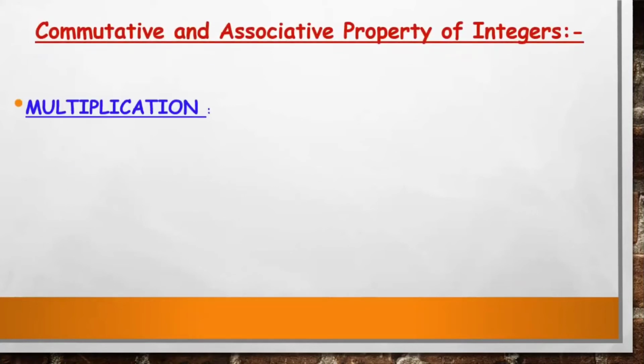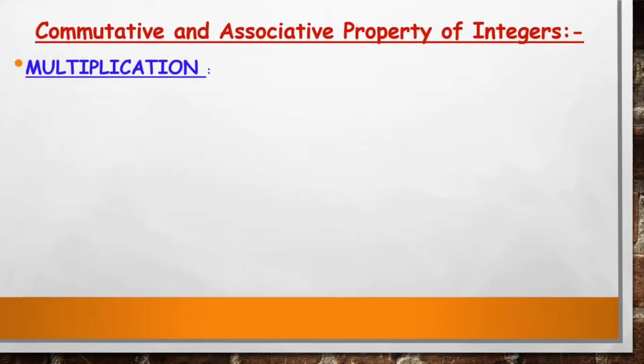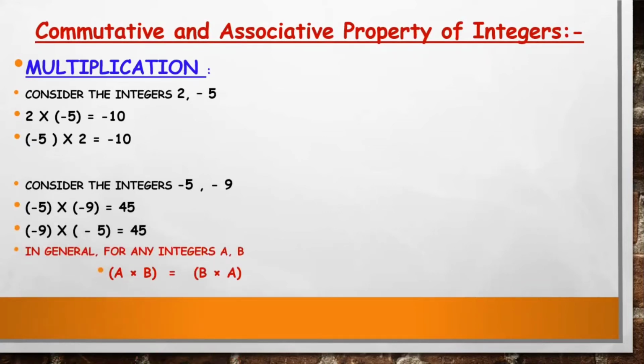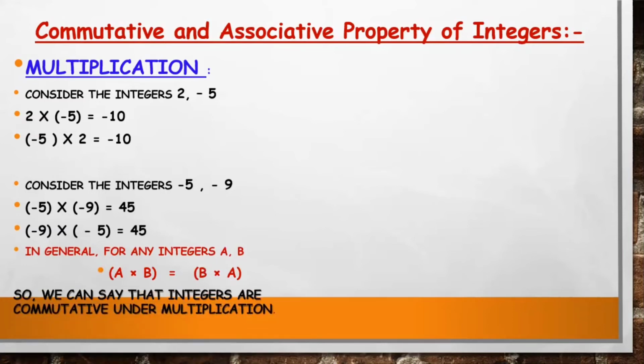So let's move on to the next property, the commutative and associative property for integers. Now the third operation is multiplication. Clearly, multiplication is commutative, because if we multiply the numbers in any sequence, the answer is not going to change. Whether I do 2 5s are 10 or 5 2s are 10, the answer is the same. Multiplication is a commutative operation. Now we have taken one positive and one negative integer, and also both negative integers, but still my answer doesn't change. So I can say that multiplication of integers is commutative.